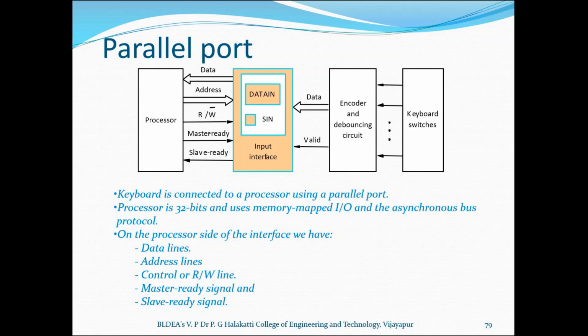Now a simple hardware organization for connecting a keyboard to a processor is as shown in the figure. The keyboard consists of mechanical switches that are normally open. When a key is pressed, its switch closes, forming a path for electrical signals. This signal is detected by an encoder circuit that generates the ASCII code for the corresponding character. So on the processor side of the interface, we have data lines, address lines, control or read-write lines, and master ready and slave ready signals.